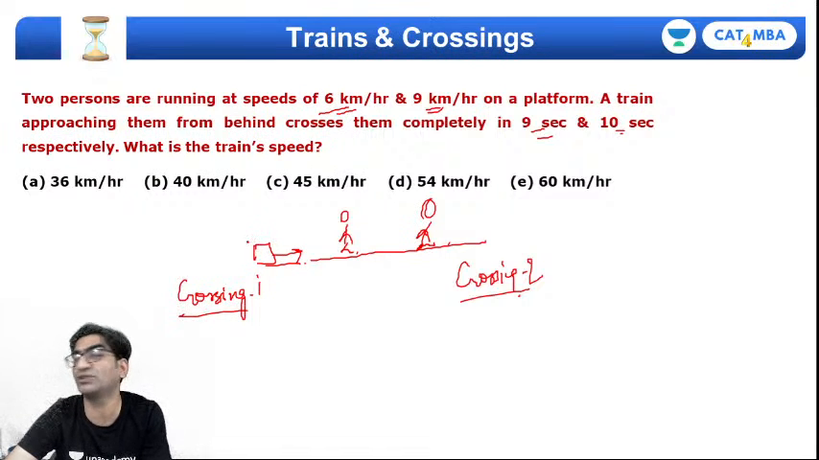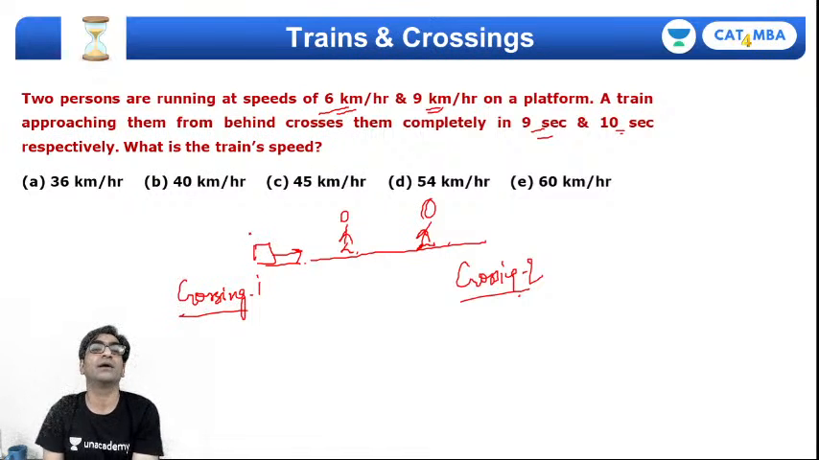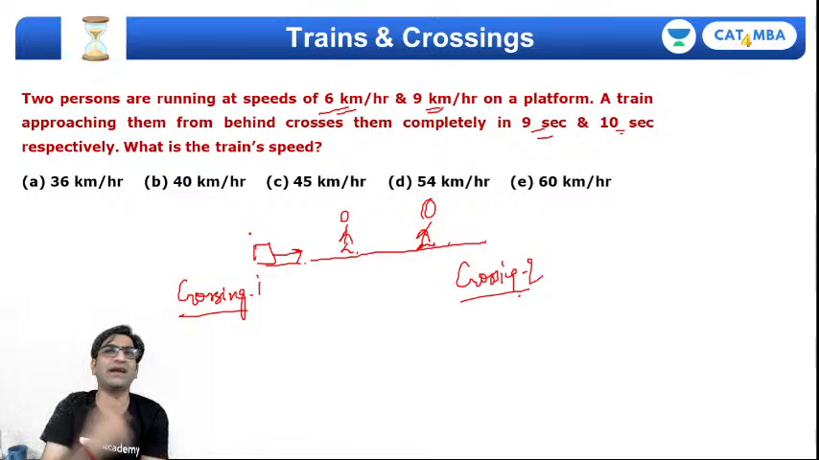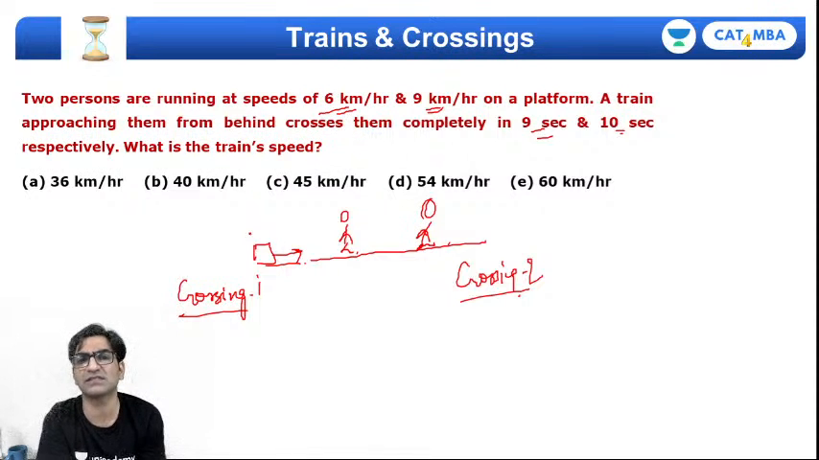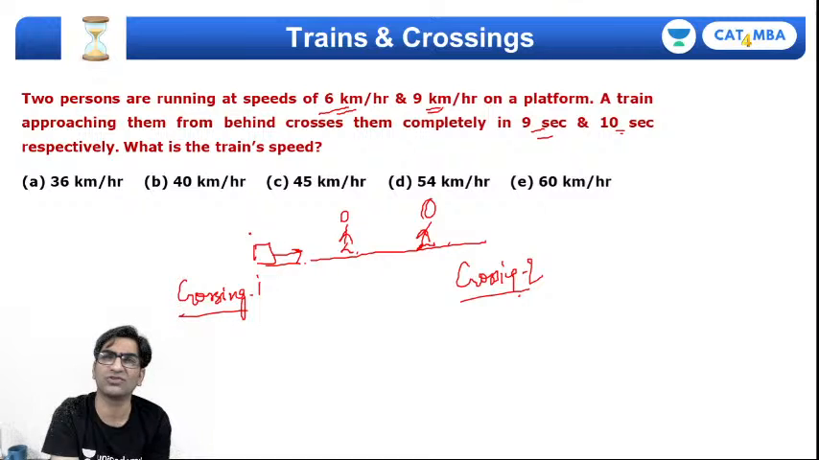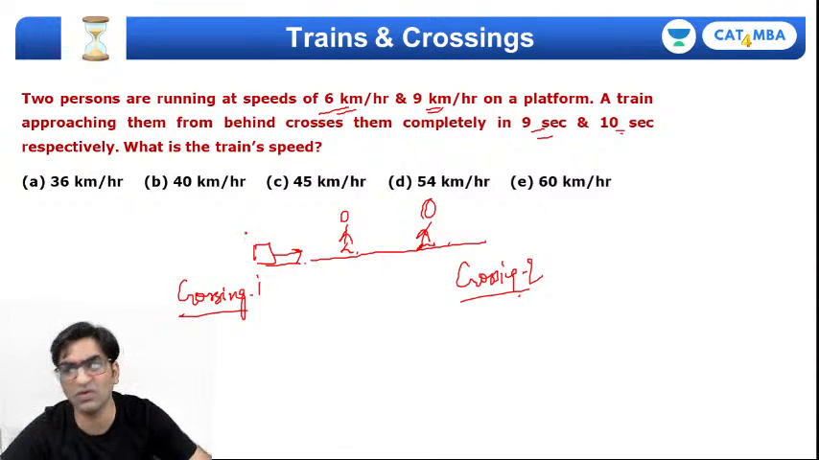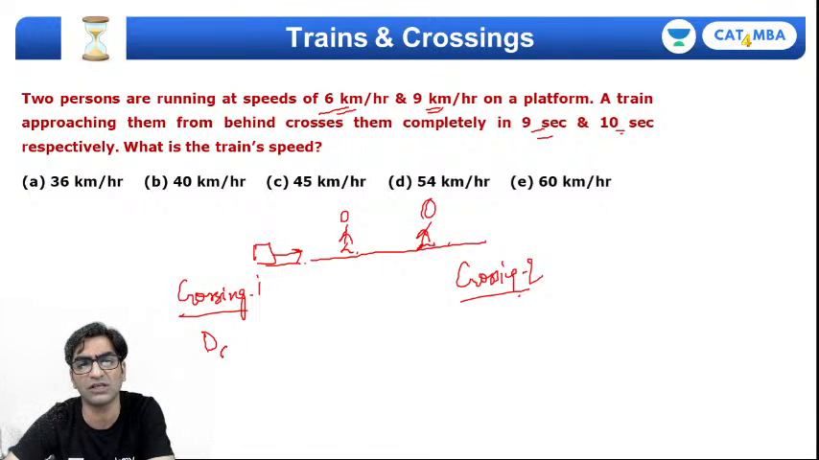Now remember, a couple of concepts will be used here. One, if the train is crossing a man, remember it's a person, right? So the distance will be the train's length plus the person's length, but a person doesn't have a length, no. You really count a man in terms of his width? No. So people don't have length. So the distance to cross will be the train's length only. Let's say L is the length of the train. You will say L will be equal to.